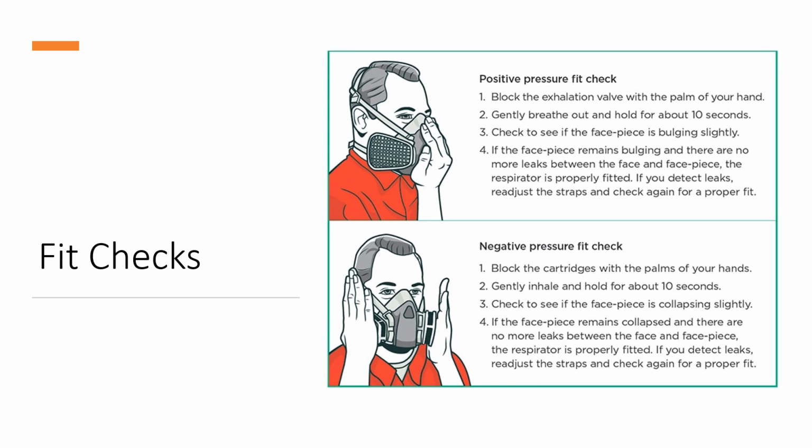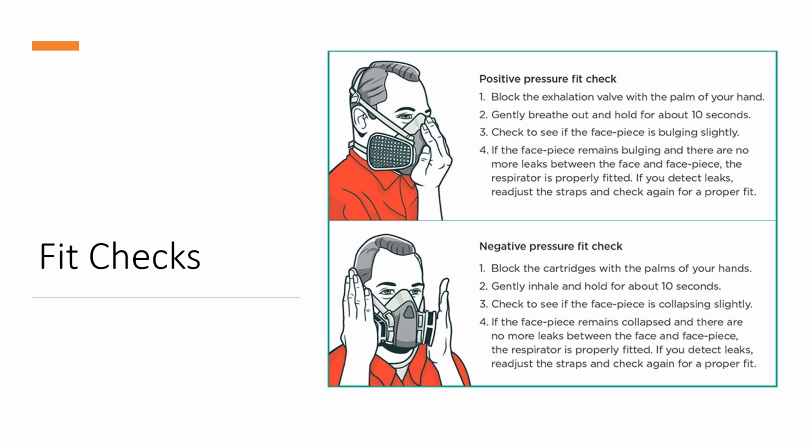First we'll talk about fit checks, just these basic checks that the wearer is supposed to do every time they put on their respirator. You've got little pictures and explanations here of the two different kinds of fit checks that a person can do. You can do a positive pressure fit check, where you block the exhalation valve with the palm of your hand, breathe out and hold for about 10 seconds, and then check to see if the face piece is bulging slightly. If the face piece remains bulging and there are no more leaks between the face and the face piece, then the respirator is properly fitted.